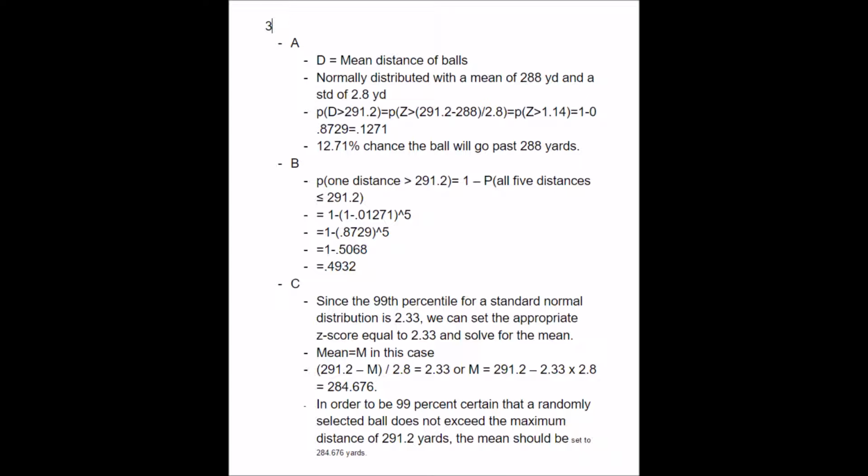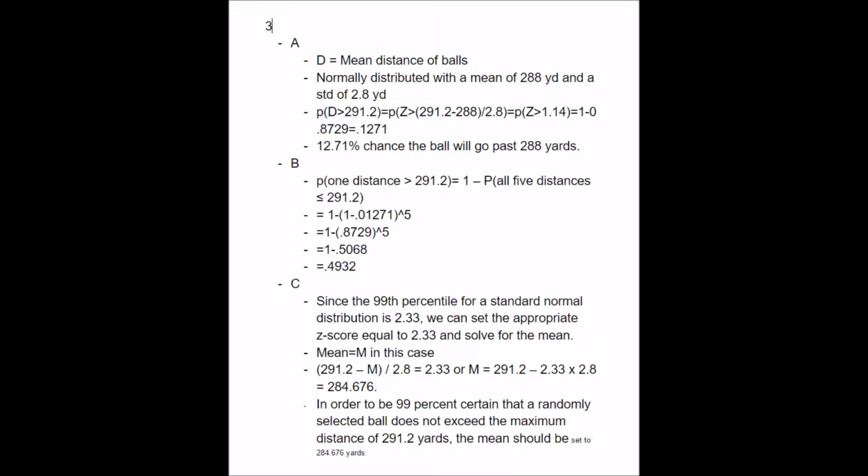So the mean variable is m in this case, which is what I was using. So you do 291.2 minus m over 2.8 equals 2.33. And then we solve for m. So we get that m is going to equal 284.676. In order to be 99% certain that a randomly selected ball does not exceed the maximum distance of 291.2 yards, the mean should be set to 284.676 yards.